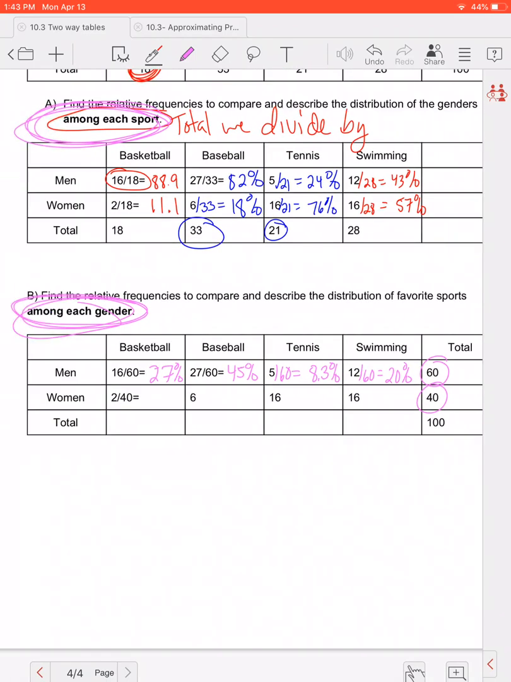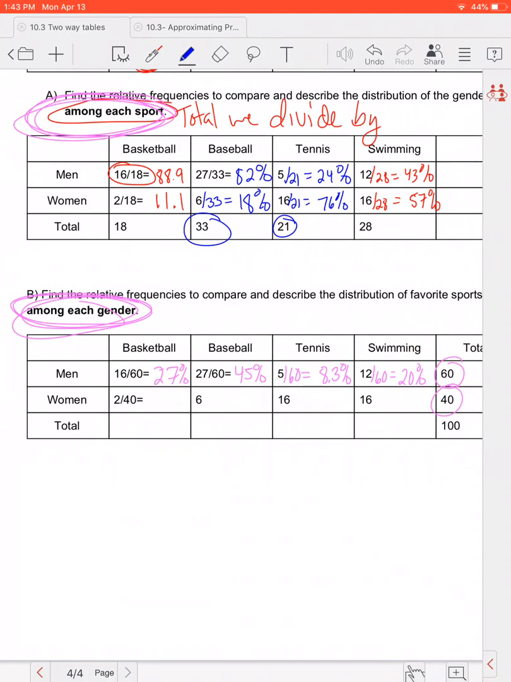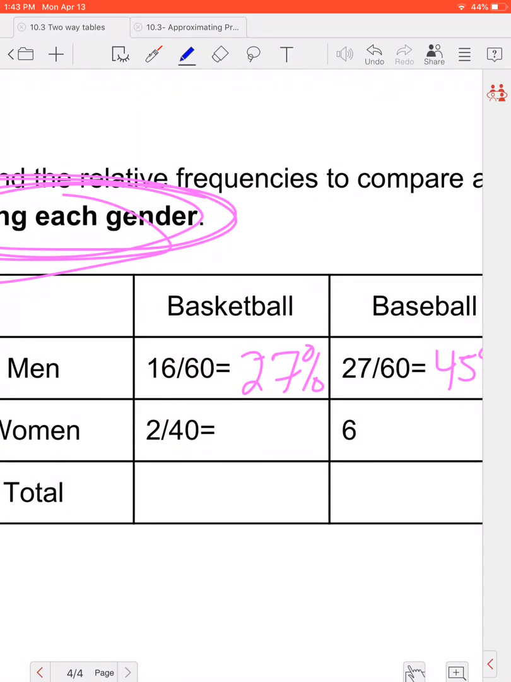So what we could say is out of the men, 27% like to play basketball, 45% prefer baseball, 8.3% prefer tennis, and 20% prefer swimming. So we would say men typically shy away from playing tennis, okay, is an assumption we can make from this. Now let's do the women. So we have a total of 40 women. So I'm going to do each number divided by 40.